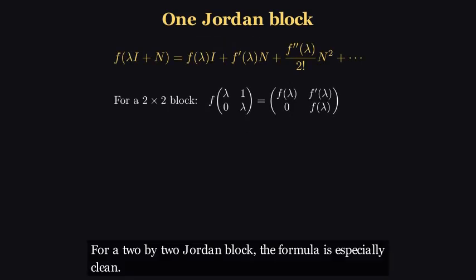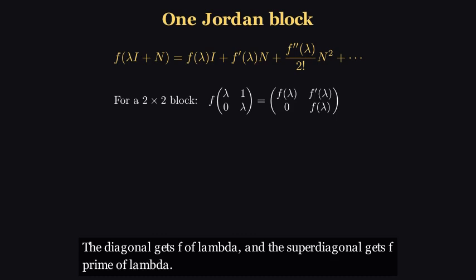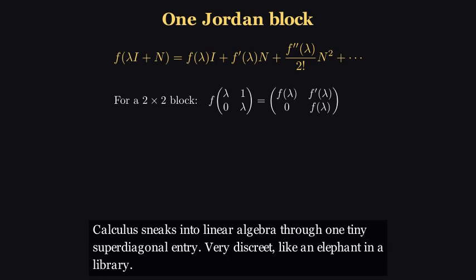For a 2x2 Jordan block, the formula is especially clean. The diagonal gets f of lambda, and the superdiagonal gets f prime of lambda. Calculus sneaks into linear algebra through one tiny superdiagonal entry. Very discreet, like an elephant in a library.